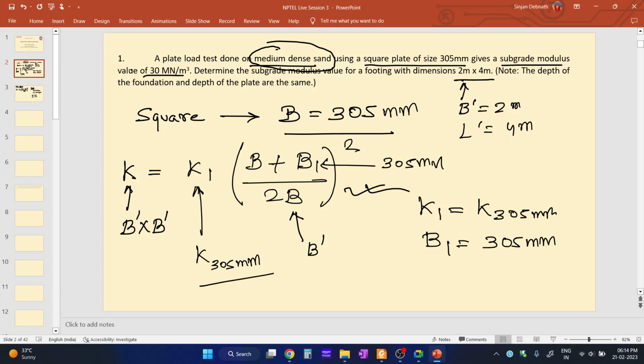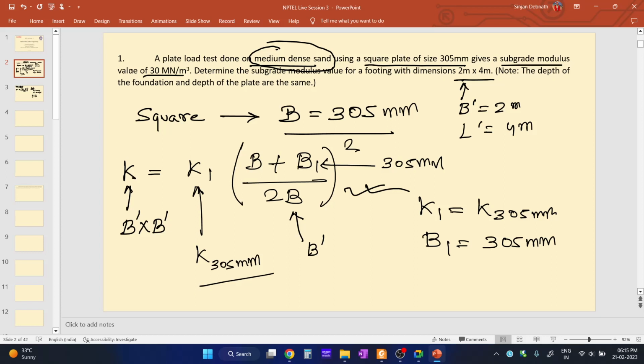There are mainly three corrections. One is shape, another one is size, and another one is depth. If we conduct a plate load test at the same depth as that of the foundation, then there is no need to consider depth correction. Here it is mentioned that the depth of the foundation and the depth of the plate are the same. So there is no need to find out the depth correction.